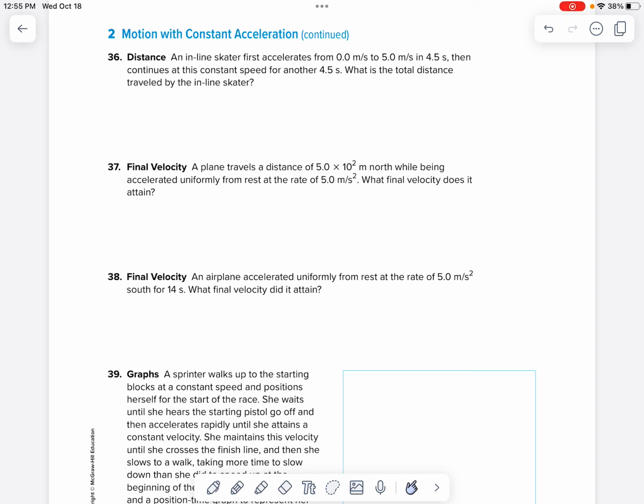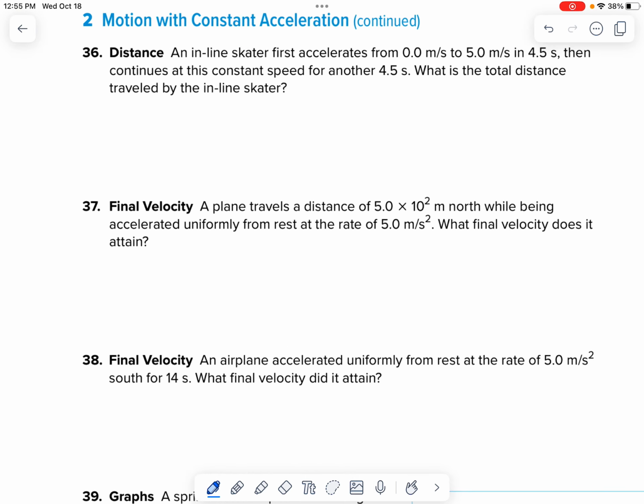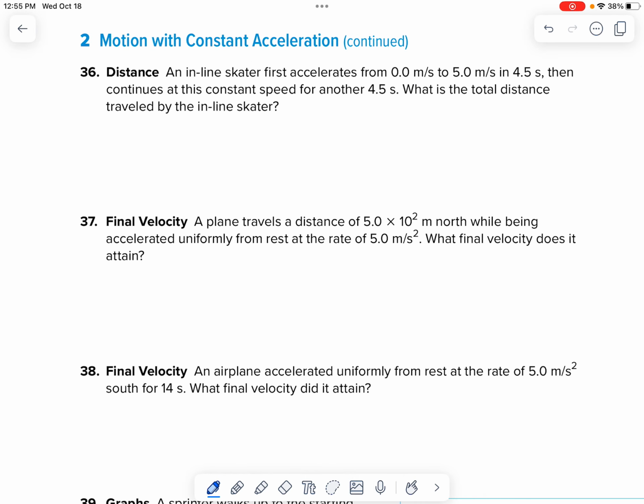So try number 36. Inline skater accelerates. Actually, they're saying it accelerates from 0 to 5 meters per second in 4.5 seconds. And then continues at that constant speed for another 4.5 seconds.